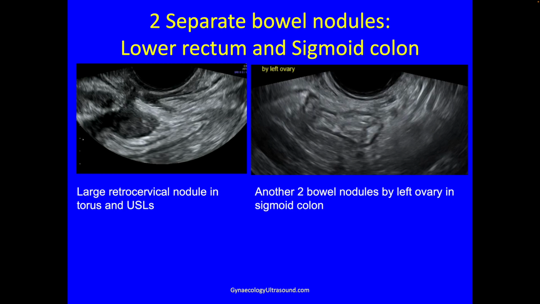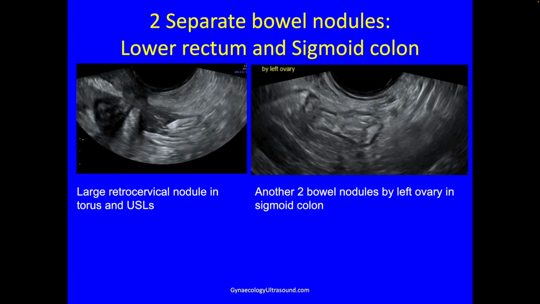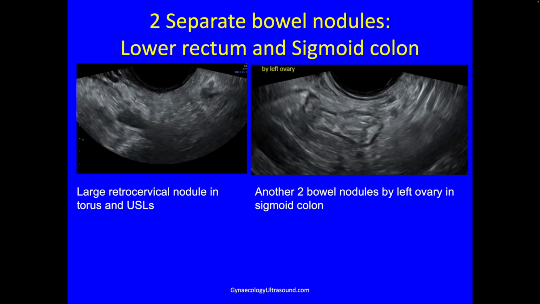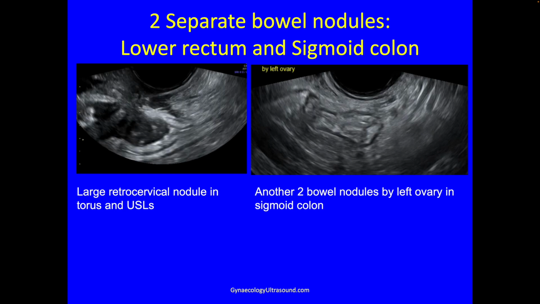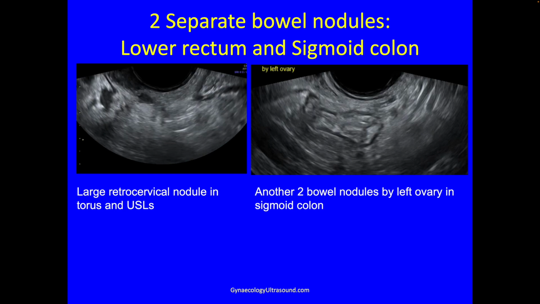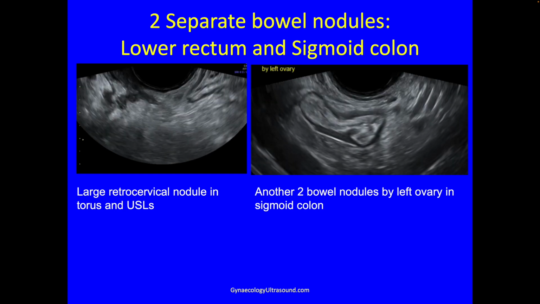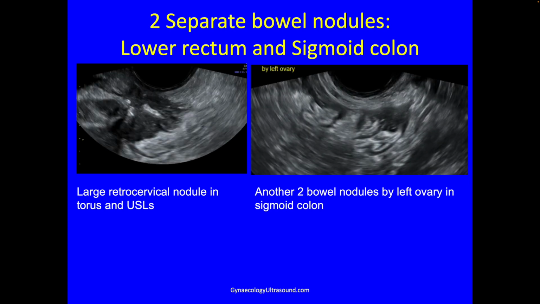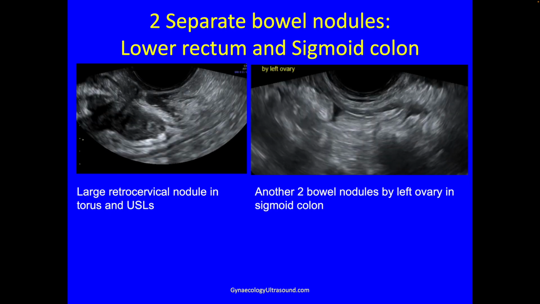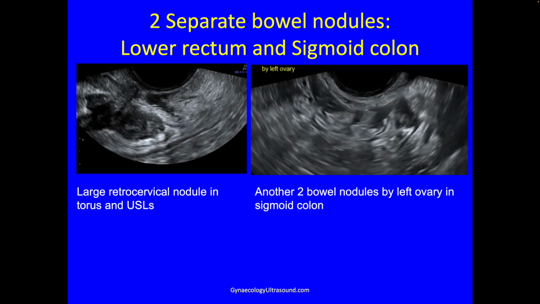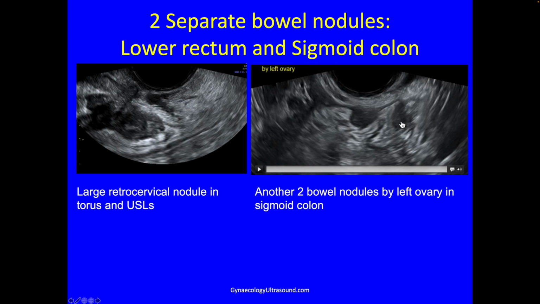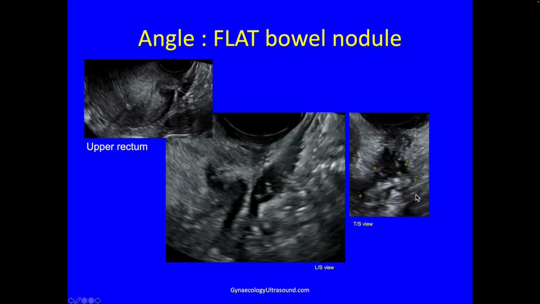Sometimes you have more than one bowel nodule. If you have one, you need to look everywhere else. So this one is a very large stenosing retrocervical nodule. It's in the torus, it's in the uterosacral ligaments and the lower rectum. We're below the level of the torus. Then as I went higher, near the left ovary in the sigmoid colon, I found 2 more nodules of deep endometriosis. Important to examine the whole bowel if you can. There's one and there's the other. You can see the normal muscularis going in between them.